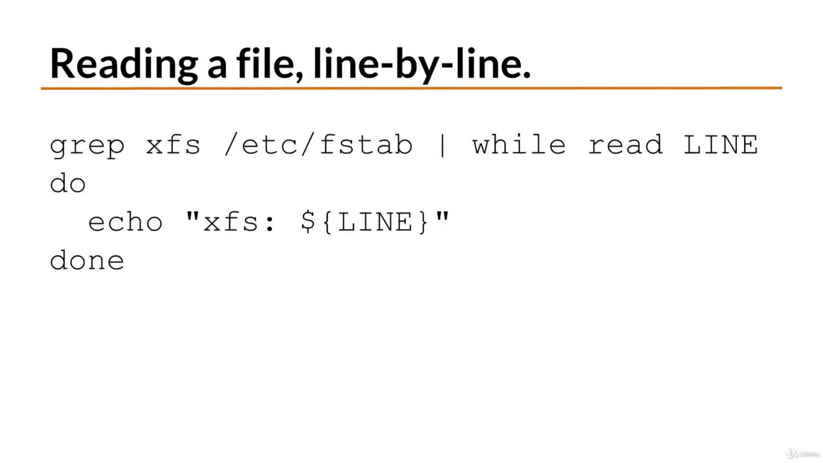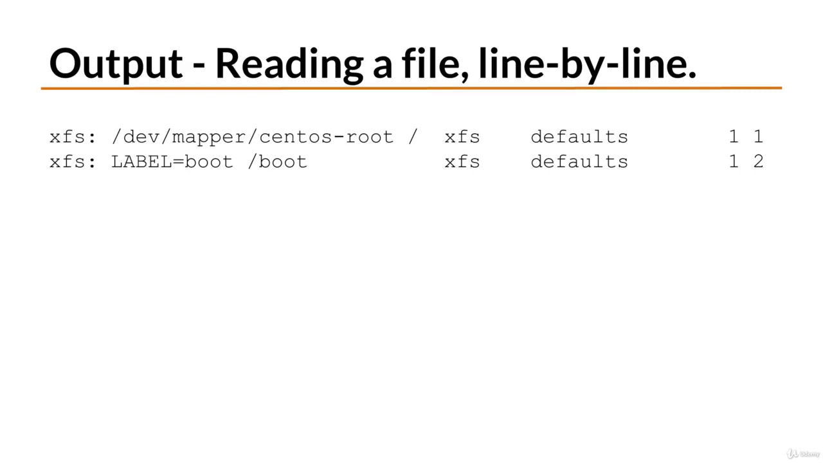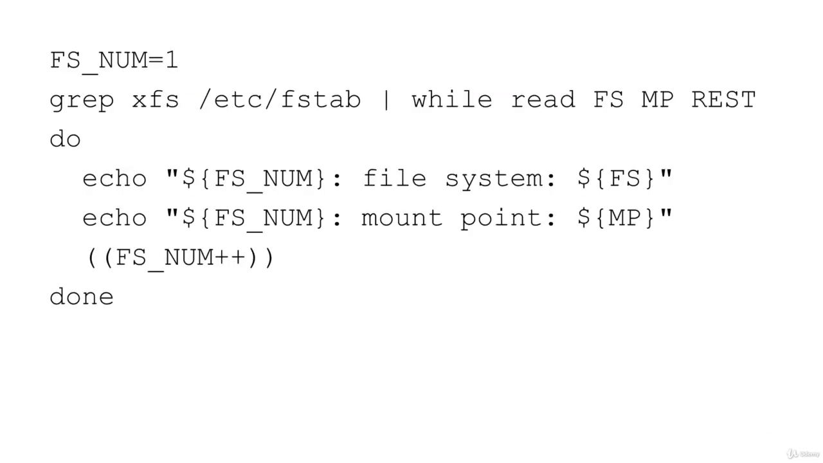You can also read from the output of a command instead of a file. To do this, pipe the output of the command into the while loop. Let's modify the previous example to only print out lines that contain XFS file systems. We use grep XFS /etc/fstab to extract the lines and then pipe those lines to the while loop. We simply prepend each line with "XFS:" followed by a space and then following it with the actual line from the fstab. Here's what that would look like using the same fstab file from the previous example.